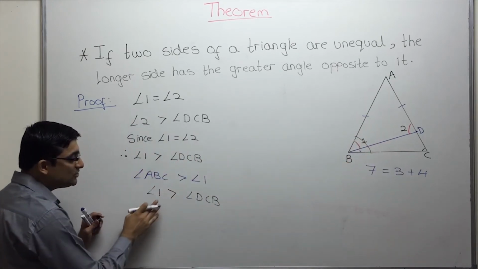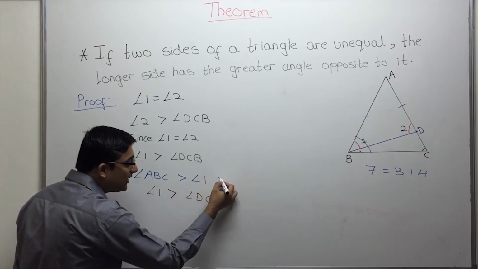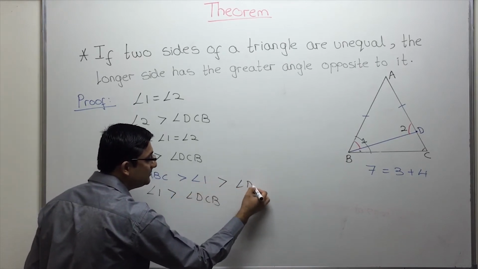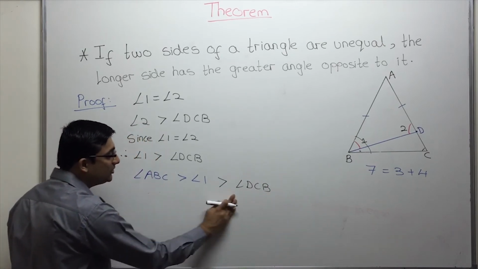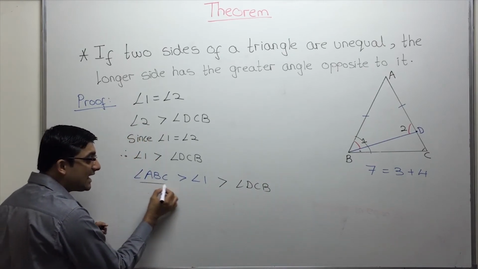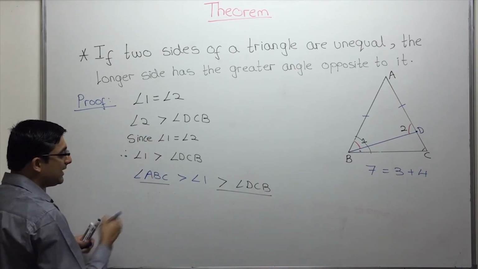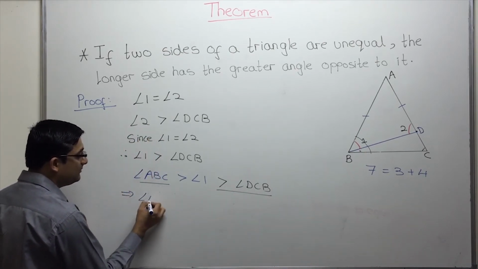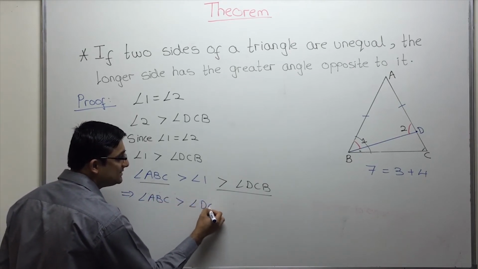So I can combine these two. How do I combine? Angle ABC is greater than angle 1. Angle 1 is greater than angle DCB. Correct? So we have combined these two, so I can rub this off. So what do we get from here? Hence angle ABC is greater than angle DCB. So this implies angle ABC is greater than angle DCB.